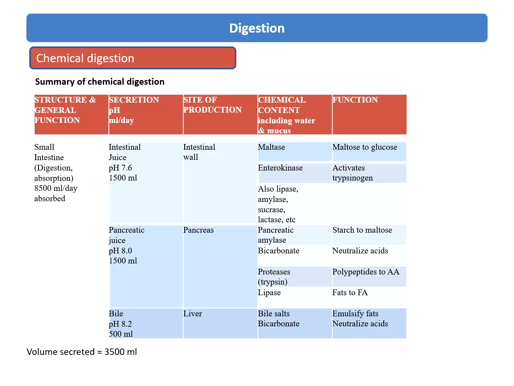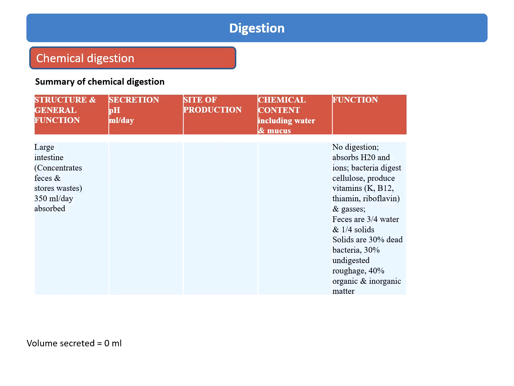Also found in the small intestine is bile. It has a pH of about 8.2, roughly 500 milliliters a day is secreted. It's produced by the liver. It contains bile salts and bicarbonate ions. It helps to emulsify fats, more about that later, and neutralize the acids that were produced in the stomach. The volume secreted is something like 3,500 milliliters a day.